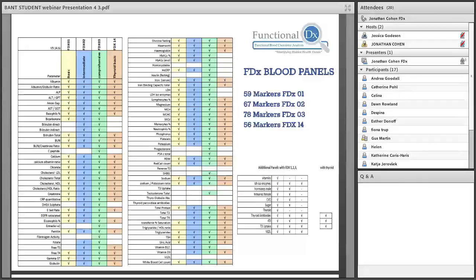You've got 59 markers with FDX01, 67 with 2, 78 with 3, 56 markers already on the basic thyroid, more to come on the complete thyroid, and you can add on if you really want. The one I designed primarily for most nutritional therapists is number 2, and it comes with virtually everything on there. What is not on there are the thyroid antibodies. You can add those on because not everybody wants to have thyroid antibodies tested, and if you do test them, you'll test them once and you may not test them again on the follow-up.